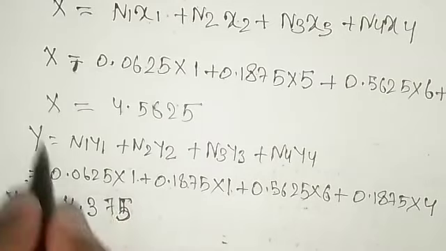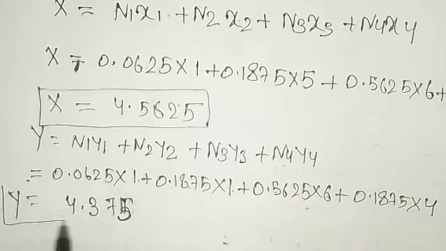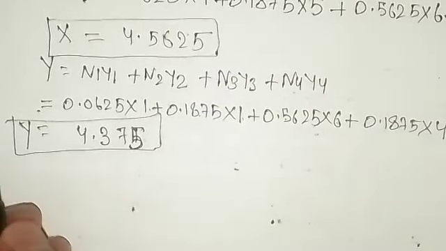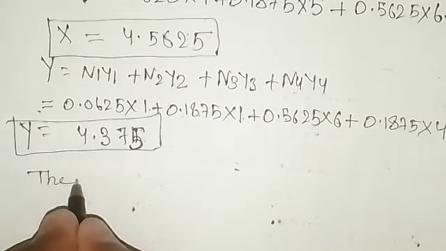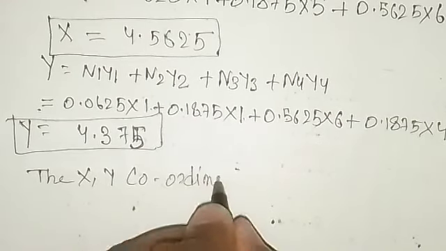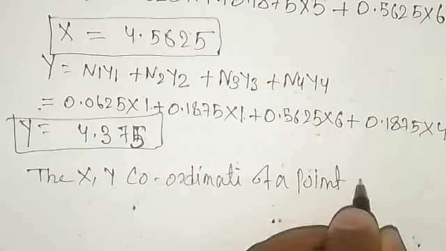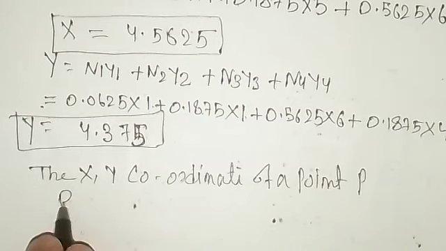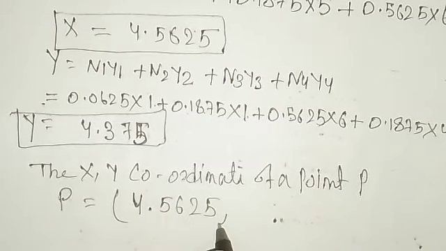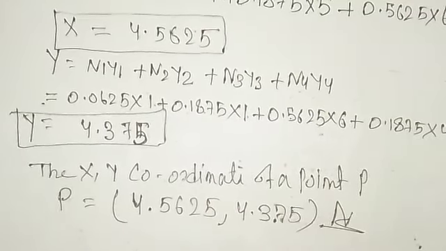Okay, so this is what you got, the x value here, and this is the y value. So our answer is that the xy coordinate of a point P is equal to 4.5625 comma 4.375. This is the first answer.